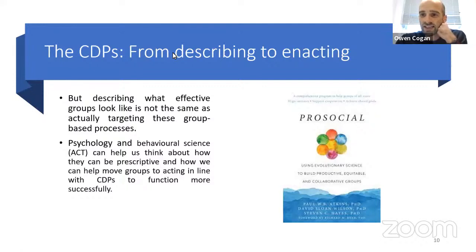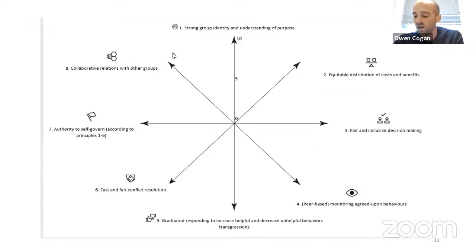So they turned to the psychologists. They turned to behavioral science and acceptance and commitment therapy to think about behavior change and how the two could work together to bring about change in groups and better functioning groups. So one of the first things we do in Prosocial is sit down with a group and get them to rank themselves on these 8 different core design principles, using this spoke diagram that you can see in front of you.